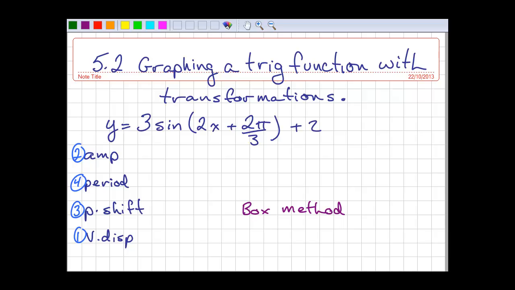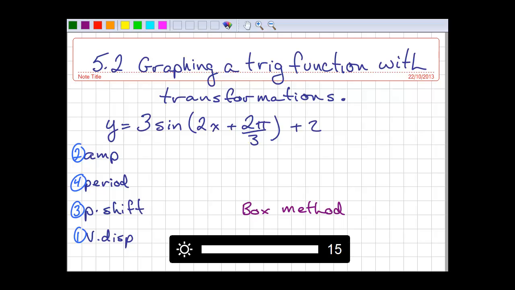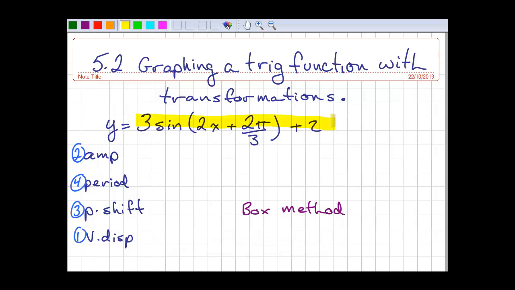Alright, grade 12s. Today we're going to take a brief look at section 5.2 and how we graph trig functions, specifically sinusoidal ones like sine and cosine, with transformations. So I've taken the liberty of using one of the examples that I gave you for homework, and we're going to look at y = 3 sin(2x + 2π/3) + 2. So we need to look at the amplitude, the period, the phase shift, and the vertical displacement.